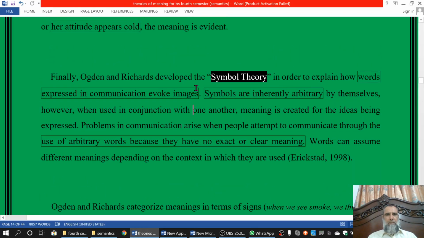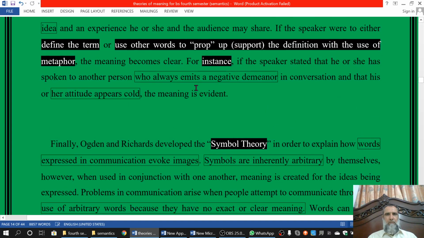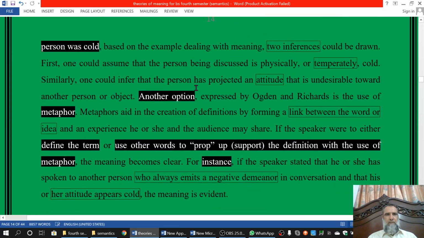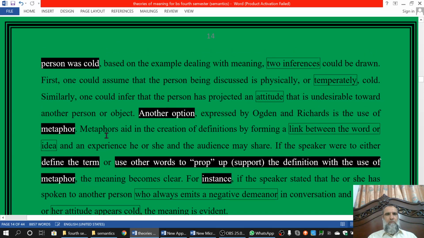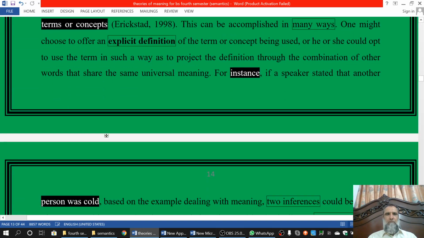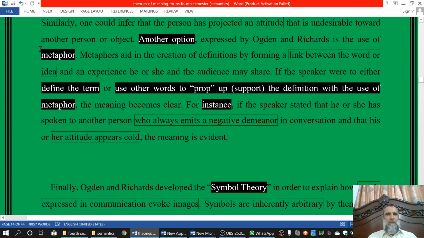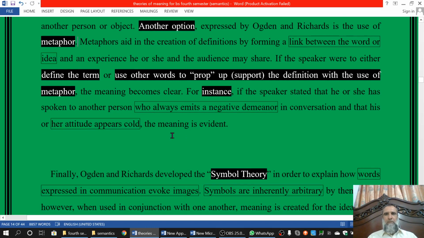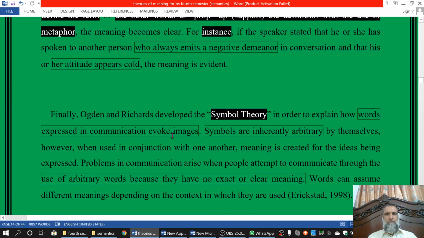This was the area where we had reached, and before this we had discussed the two solutions for the misunderstanding. One solution was to explain, to define, to give a definition, and the other one was to speak metaphorically, because metaphor is something in which you take the reference of someone else and you talk with reference to that reference, and as a result the person you are talking to understands you.